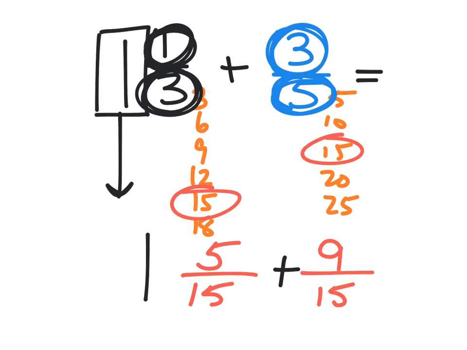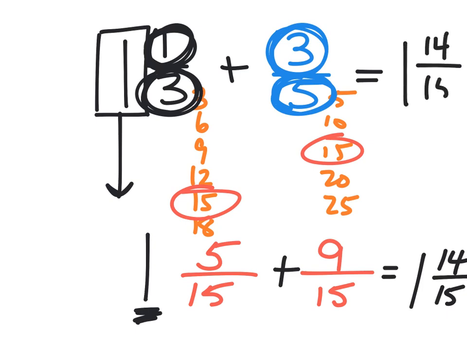And now we'll add. We add across the numerators. So we know our denominator is 15. 5 plus 9 is 14. And now we add our whole numbers. I have a 1, and then I don't have a whole number, so 1 plus no whole number, or 1 plus 0, is 1. So that 1 and 1/3 plus 3/5 is 1 and 14/15.